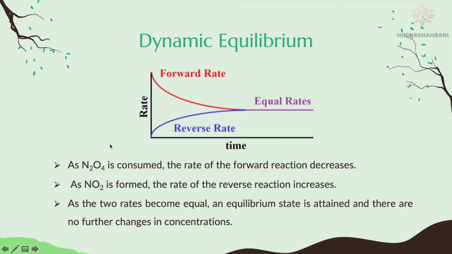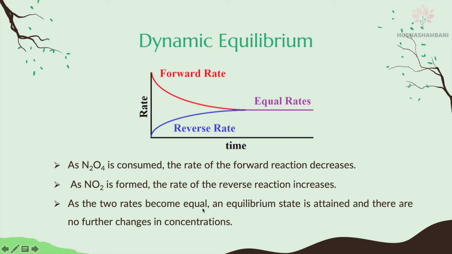As N2O4 is the reactant, as reactant is consumed, meaning the reactant decreases because it is being used to produce the product, the rate of the forward reaction decreases. Forward reaction means from reactant to product. The rate of forward reaction decreases. As NO2 is a product, as NO2 is formed, the rate of reverse reaction increases. Reverse reaction means the product becomes the reactant. So as the product is formed, the rate of reverse reaction increases.